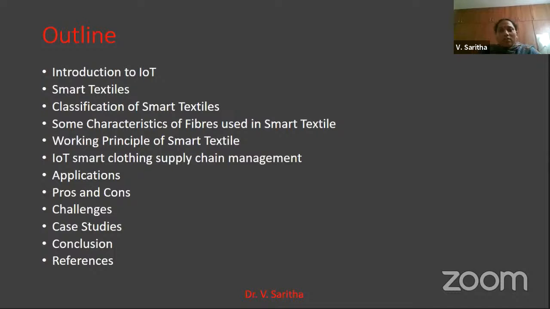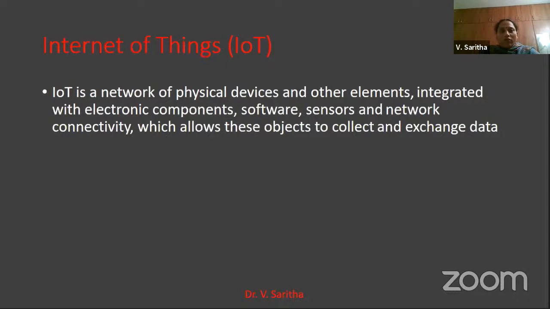What we are going to discuss in this keynote speech is the introduction to IoT, the very basic introduction, and smart textiles, then classification of smart textiles, some characteristics of fibers used in smart textiles, working principle of smart textiles, IoT smart clothing supply chain management, applications, pros and cons, challenges, case studies, and then we'll conclude the session with references.